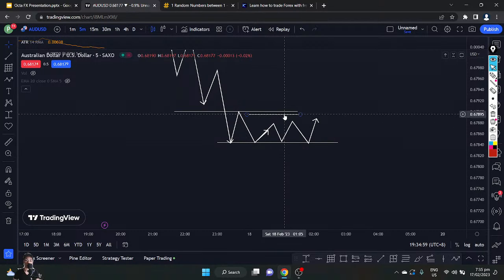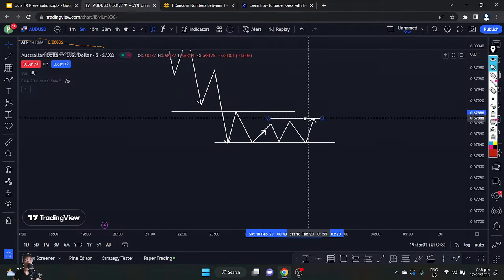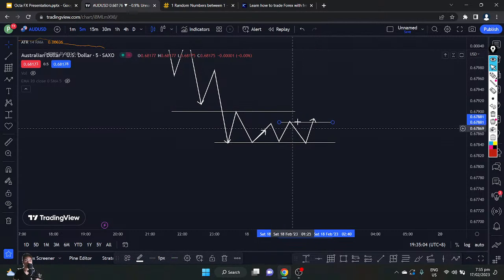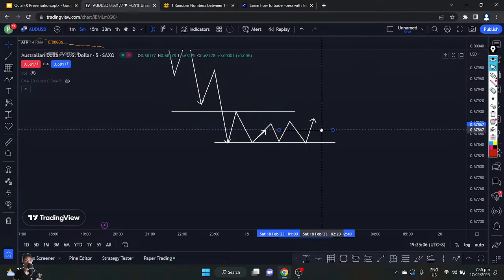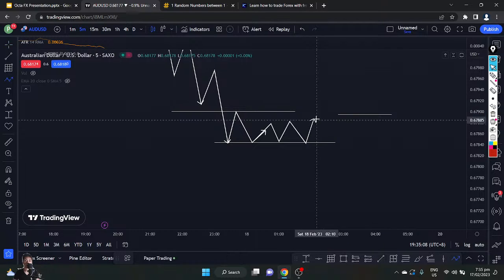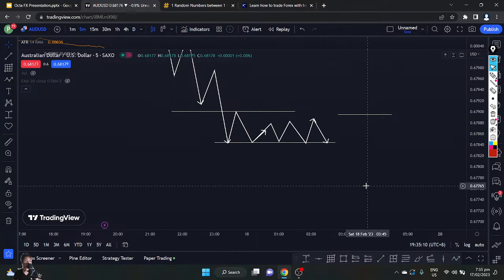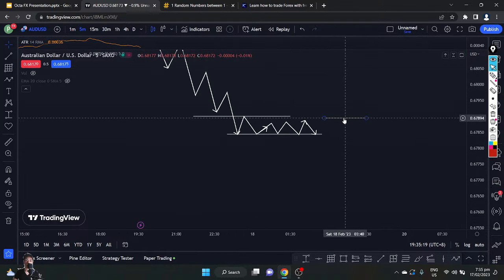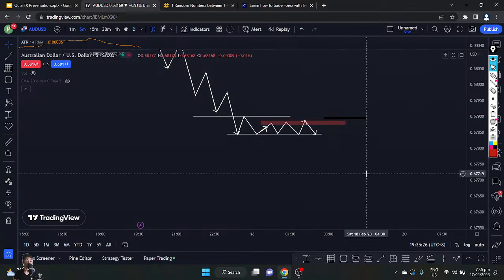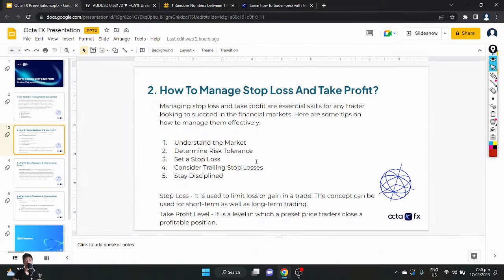Then what you can do is to exit your position right here once the price breaks this level, or you may also exit your position once the price touches the support again. So this is subjective. It will be up to you whether you want to exit your position or if you want to wait for the price to break this previous high that the price has created right here. All right. So that's how we can combine all of these things together.